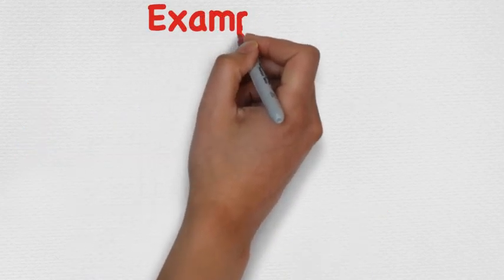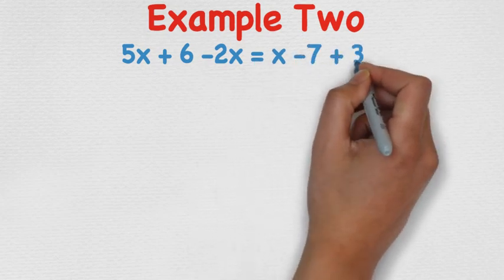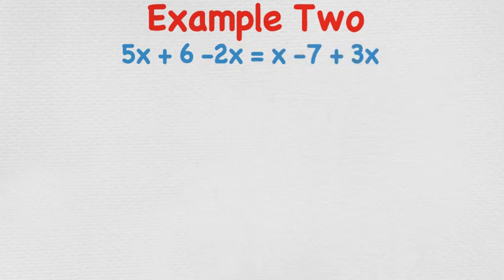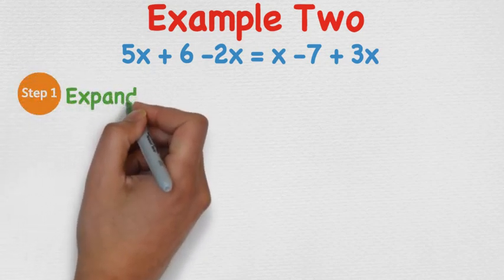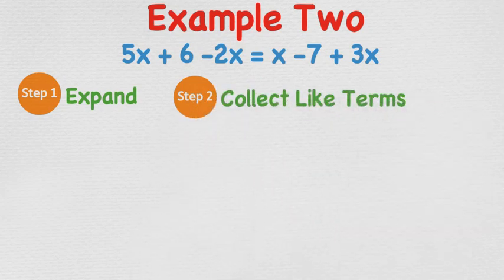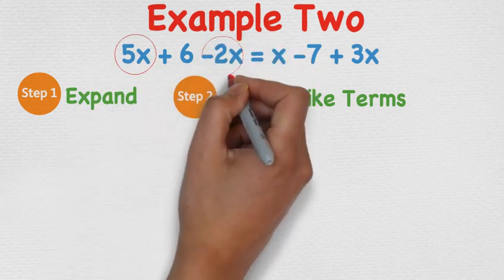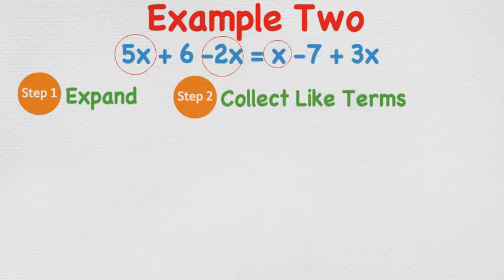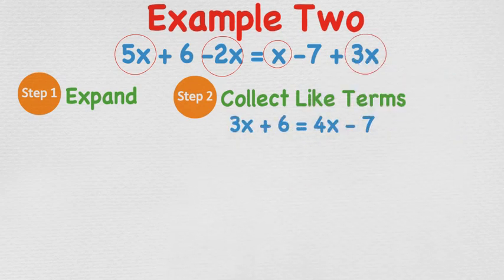Now on to the second example, which is 5x plus 6 take 2x equals x take 7 plus 3x. Again, if we look at the first step, expand, there is no brackets to expand, so we're able to move on to the next step immediately, collecting like terms. As you can see, we have like terms on both sides of the equation that will be able to be collected. 5x and negative 2x on the left side, and on the right side we have x and 3x. If we collect these terms, we are left with 3x plus 6 equals 4x take 7.